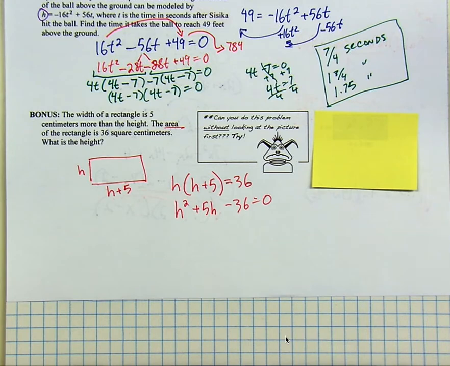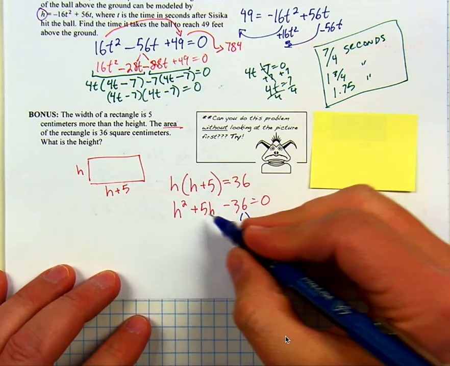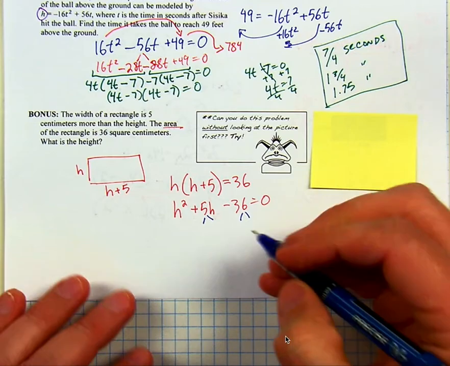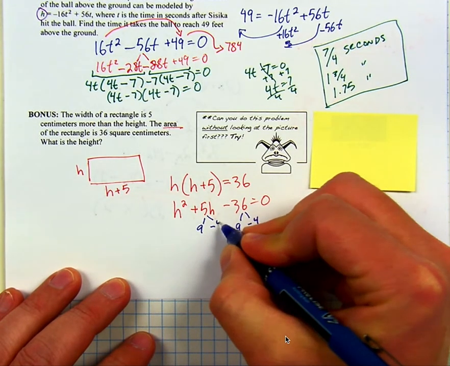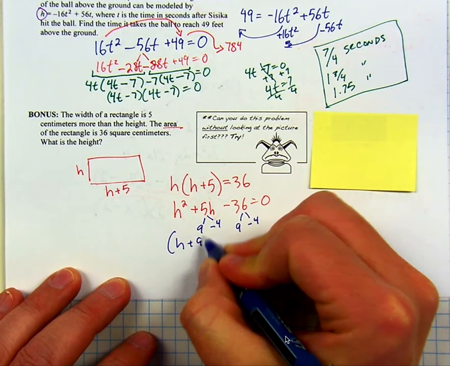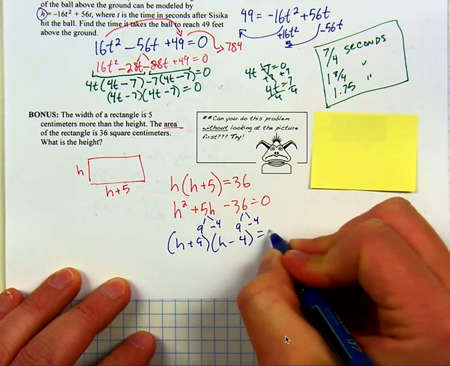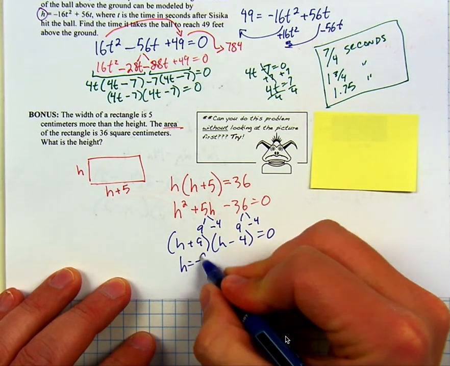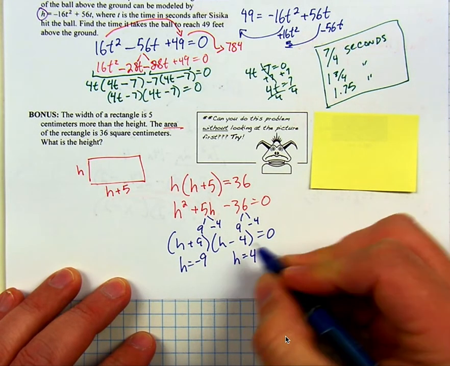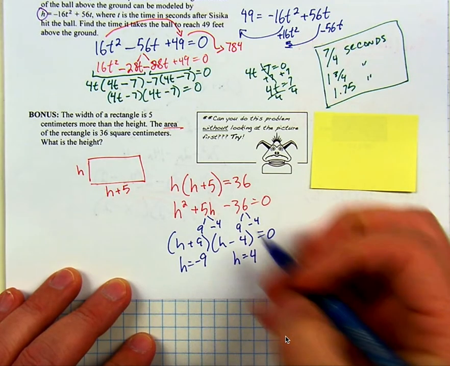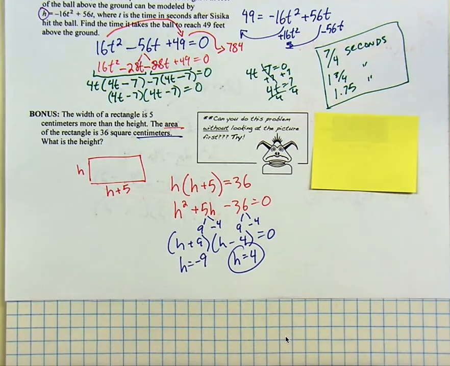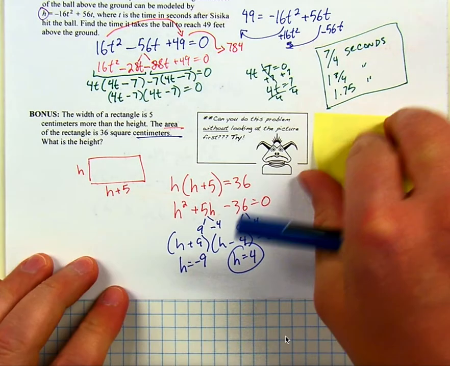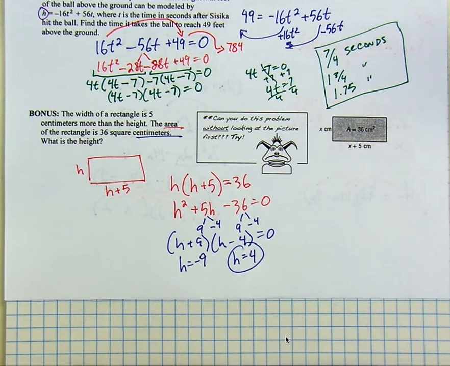So what times what makes 36 that might add up to a positive 5? How about 9 times negative 4? 9 plus negative 4. This is going to be h plus 9, h minus 4 equals 0. So either h equals negative 9 or h equals 4. Wait, could the height of a rectangle be negative 9 centimeters? I don't think so. So the height must be 4 centimeters. That's how you could have done this one without even looking. But there was your safety net if you needed it.